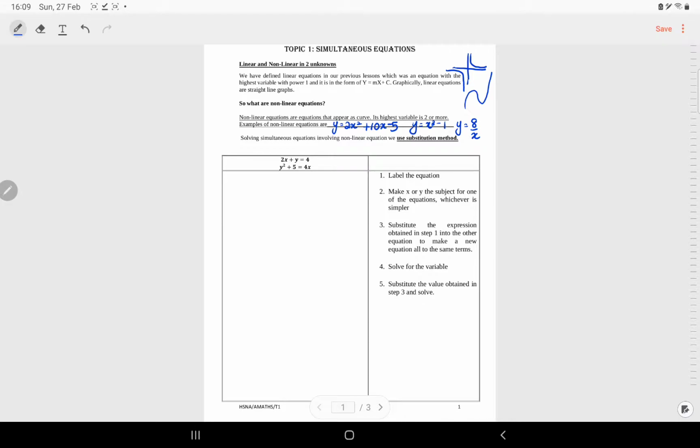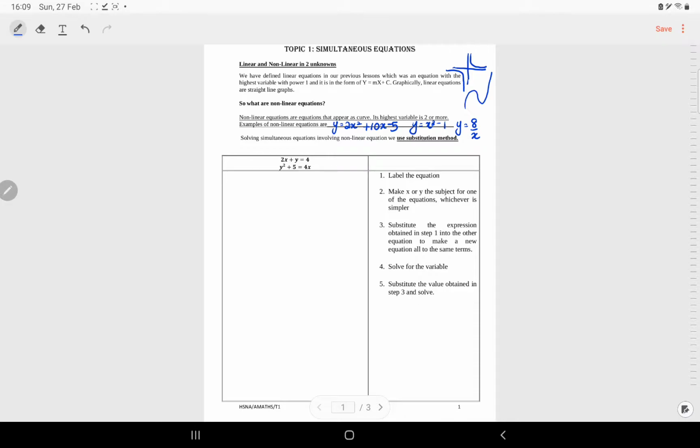Now for simultaneous equations with a non-linear equation, we use the substitution method. In our previous lesson for linear equations, most of you preferred the elimination method. The substitution method can be used for linear equations too, but we have seen that certain times the working will be longer.